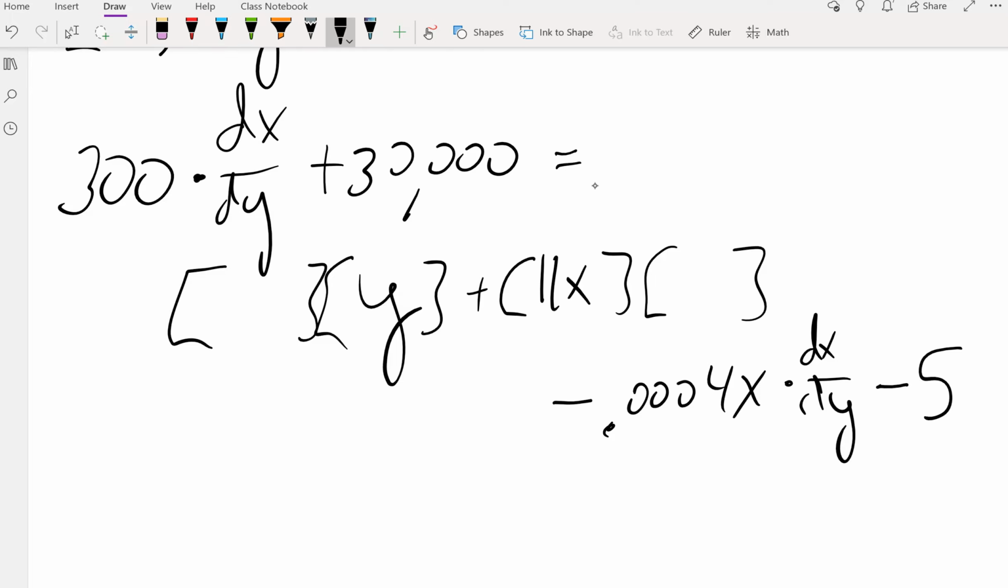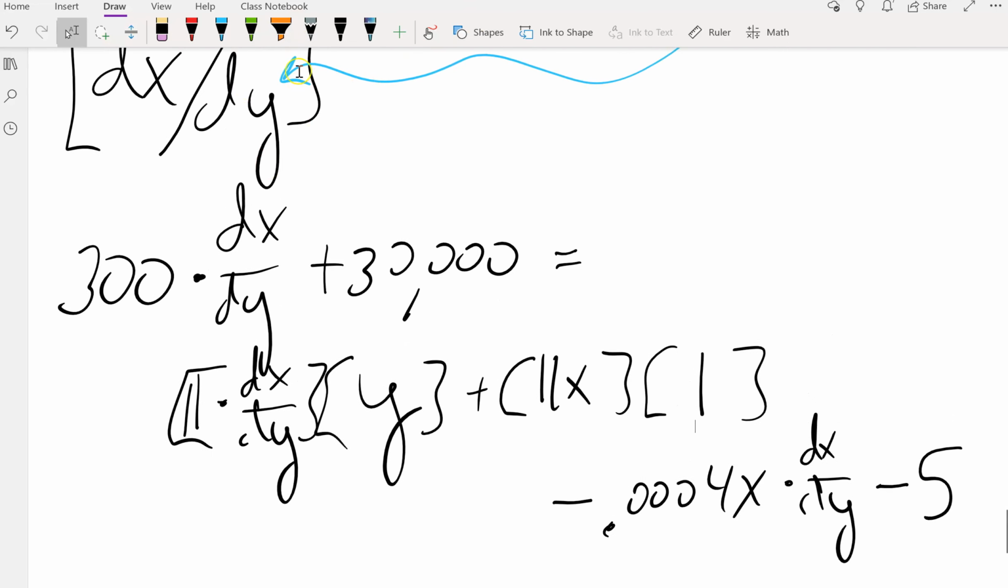The derivative of 11x should be 11, but that's an x, not a y. The derivative of y should be 1, and it is 1. And the y matches the denominator with respect to. The with respect to variable is key, and that's how I took the derivative here carefully. Now, we need to clean this up.